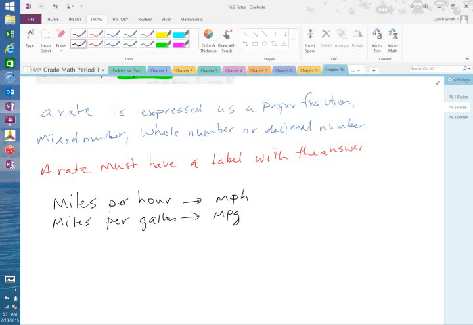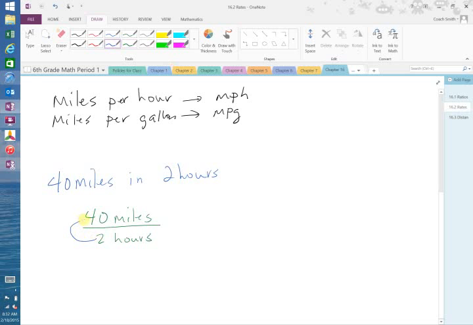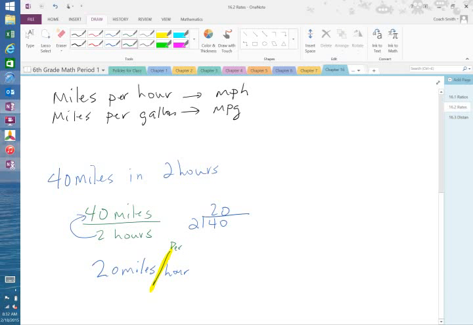Now, here's what we have. Let's say I drove 40 miles in 2 hours, and I want to know what they would call my rate, or my average speed, for the trip. Well, what you do is you simply do this: 40 miles over 2 hours. So you're just dividing 2 into 40. 2 goes into 40 how many times? 20 times. So 20 miles / hours. The slash means per. So we have miles per hour or miles over hours.